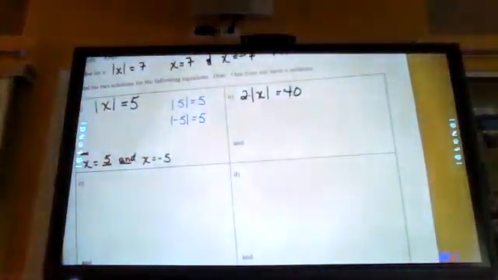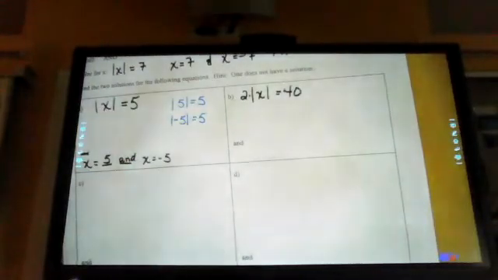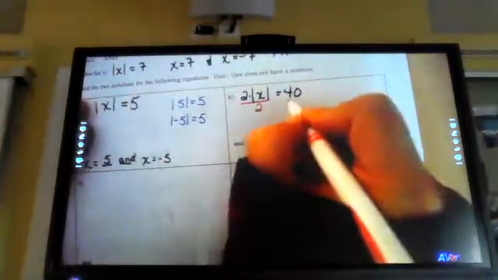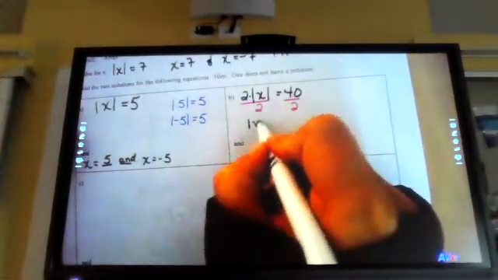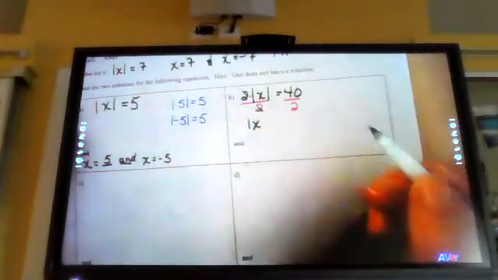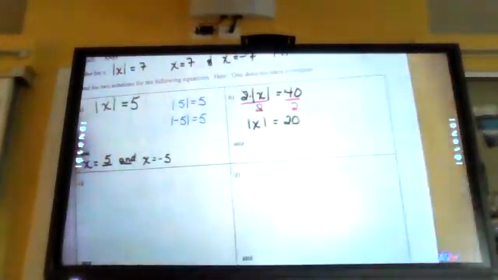And remember, this is saying 2 times x. So how do I get the 2 away? I have to get the absolute value sign to be by itself before I can solve this problem. So think about, this is 2 times the absolute value of x. How do I undo times? I divide. So then I get this. The absolute value of x, because 2 divided by 2 is just 1. The absolute value of x is 20.